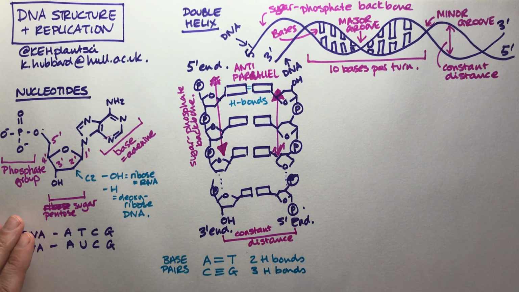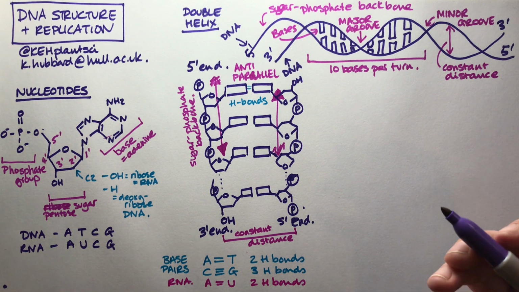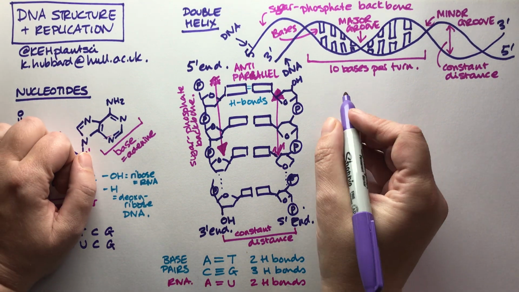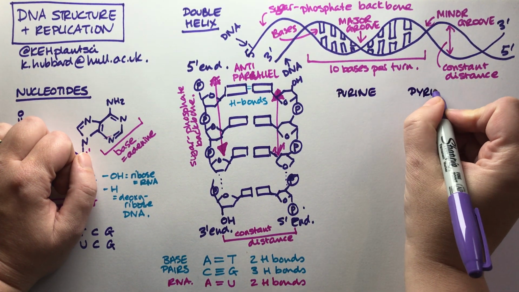If we're thinking about a pair with RNA, then A would pair with U, and again, there will be 2 hydrogen bonds in there. Okay, so A can only pair with T in DNA, C can only pair with G in DNA, RNA we've got the U, and that helps to keep this regular structure. So there's 2 types of base pair in there, which are called purines and pyrimidines.